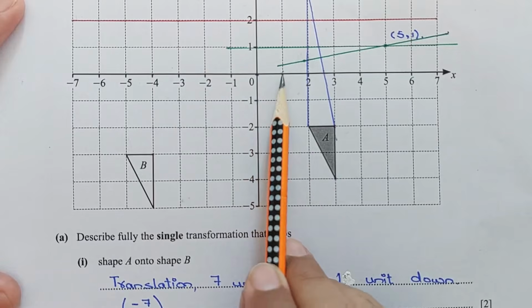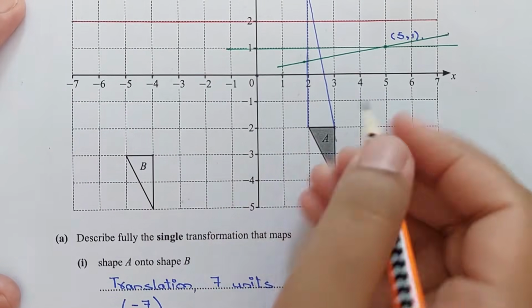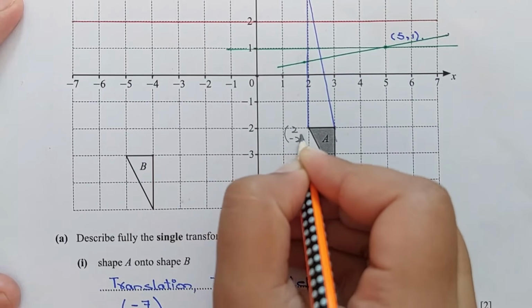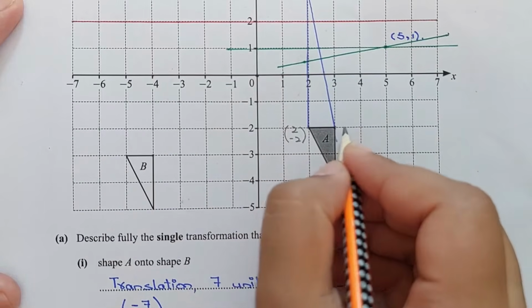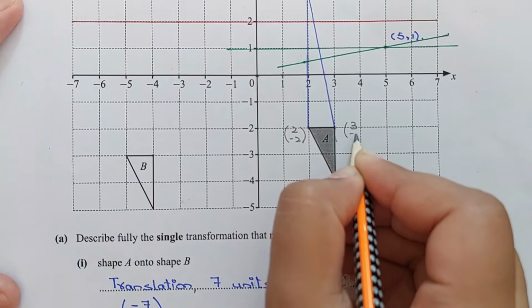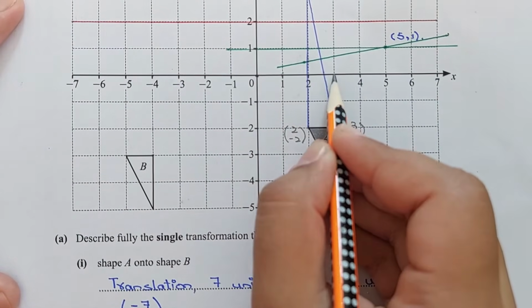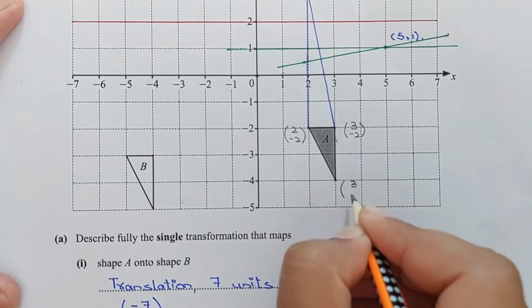This distance is 1, 2 units to the right and 2 units down. So this coordinate has a distance of 2 right and 2 down. And this coordinate is 1, 2 and 3 right and 2 down. So this is going to be (3, -2). And this coordinate is 1, 2 and 3 right and 1, 2, 3, 4 down. So this is 3 right and 4 down.